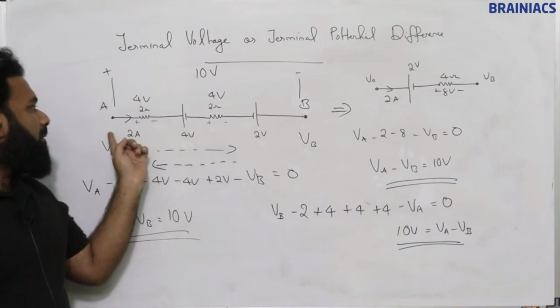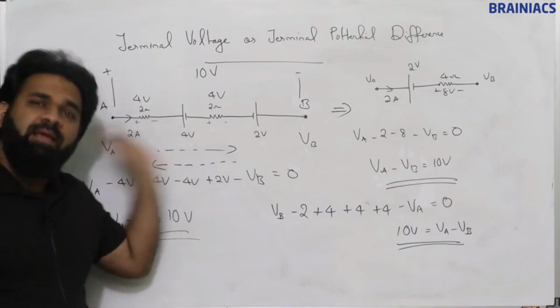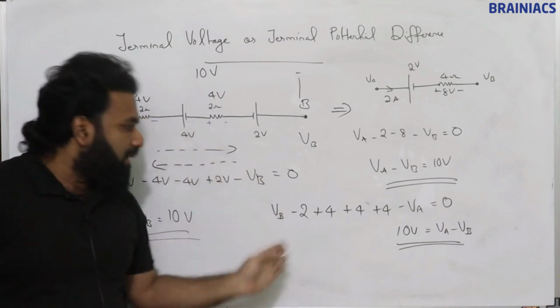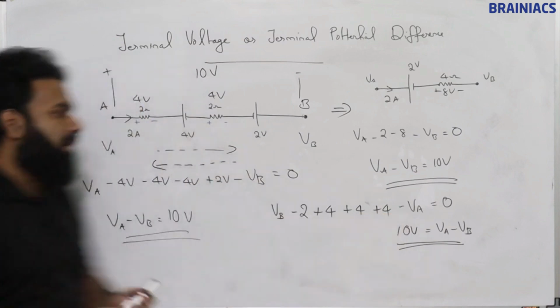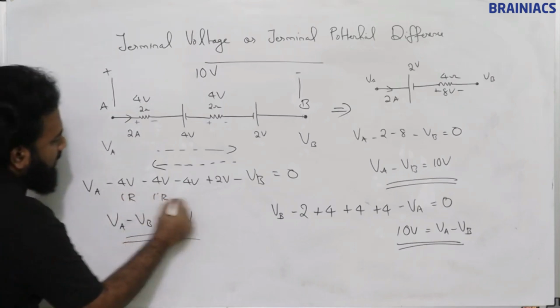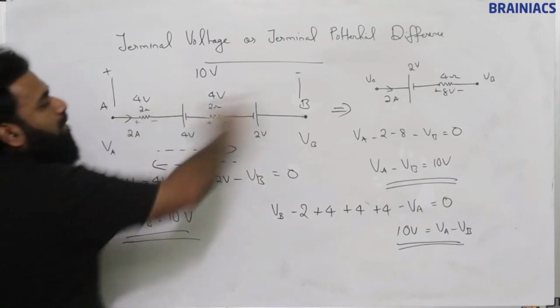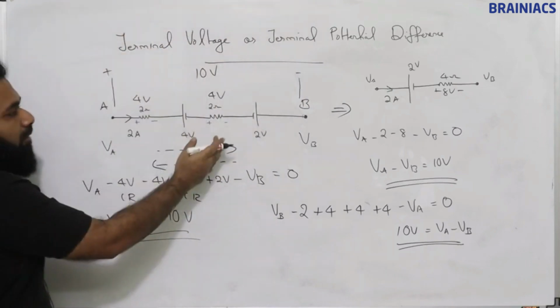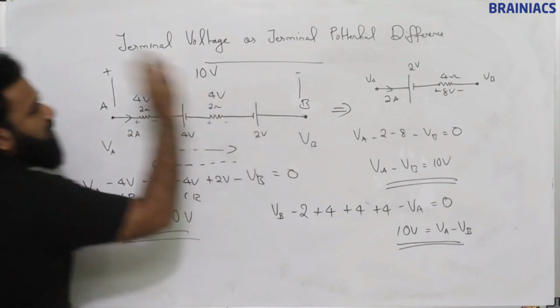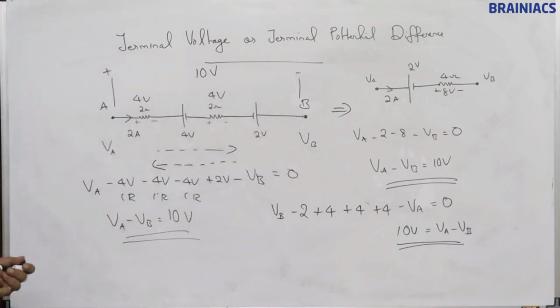Then wherever we are starting, just take it as positive, take the other one as negative. Then write like this: I into R, I into R, I into R. Take the sum of the voltages with the proper sign. We will be able to find the potential difference between two points. Clear? Right, note it down.